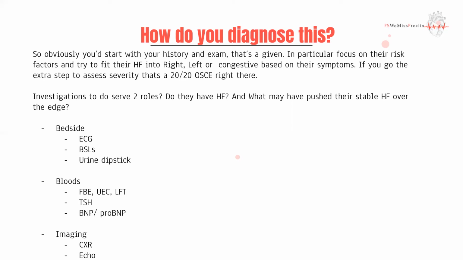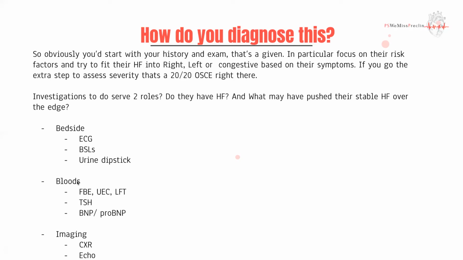Investigations here serve two roles. Firstly, confirming, do they have heart failure? And then secondly, if they do, why have they deteriorated in this moment in time? Right? Heart failure doesn't develop overnight. So something has happened that's pushed them over the edge. What is that something? So ECGs are always good to do. A BSL, they may be diabetic, and diabetic or poor glucose control can be a really key factor in their deterioration. A urine dipstick for infections.